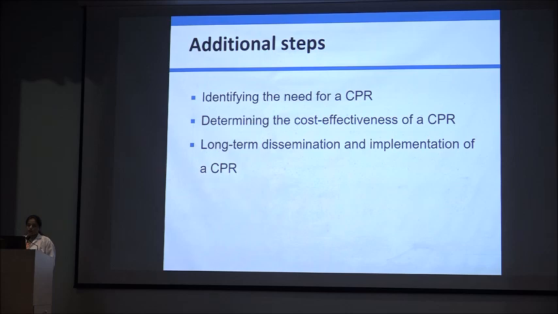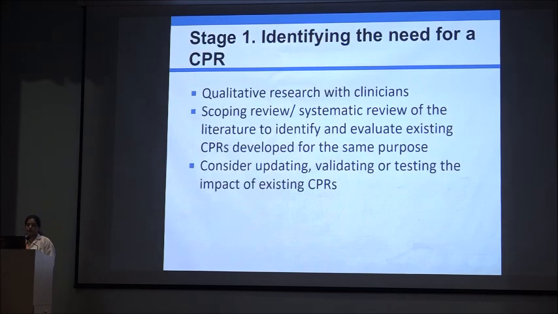So some authors have, in addition to these 3 steps of derivation, validation, and impact, described 3 further steps. The first is identifying the need for a clinical prediction model, and once you've derived, validated and assessed the impact, determining the cost effectiveness and long-term dissemination and implementation of the clinical prediction model. So these are further 3 steps, and overall 6 steps, and we'll talk briefly about each of those.